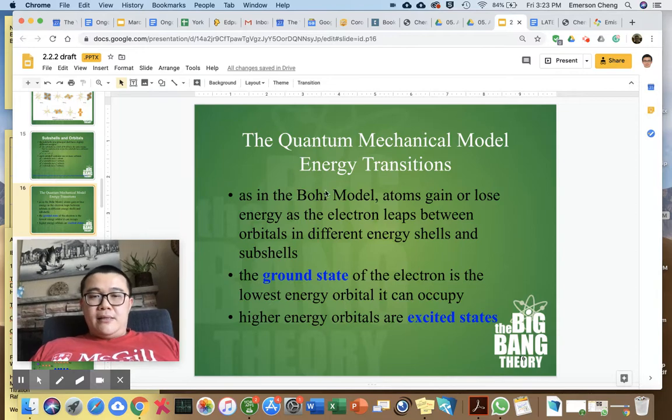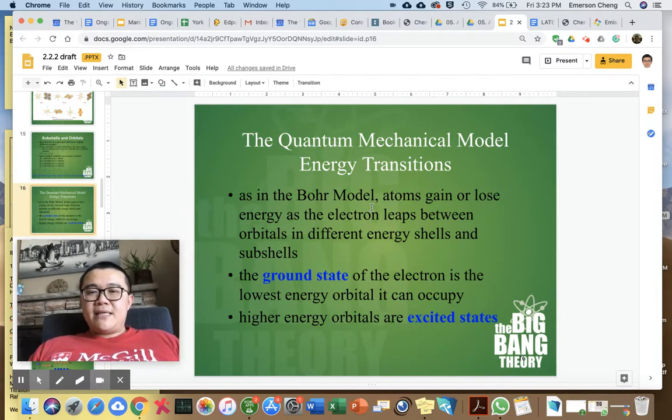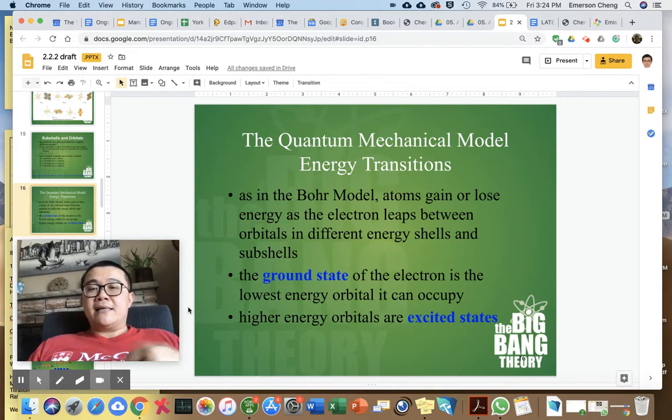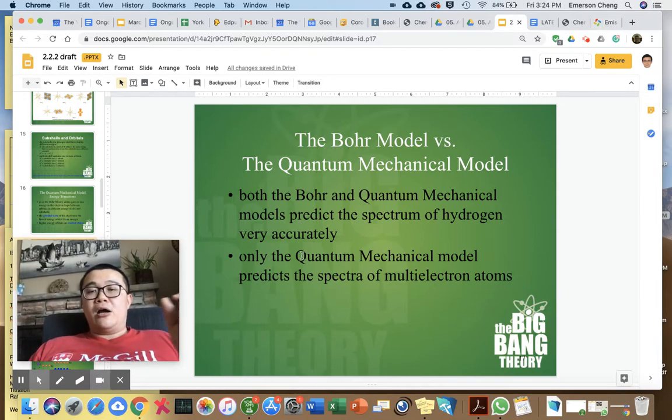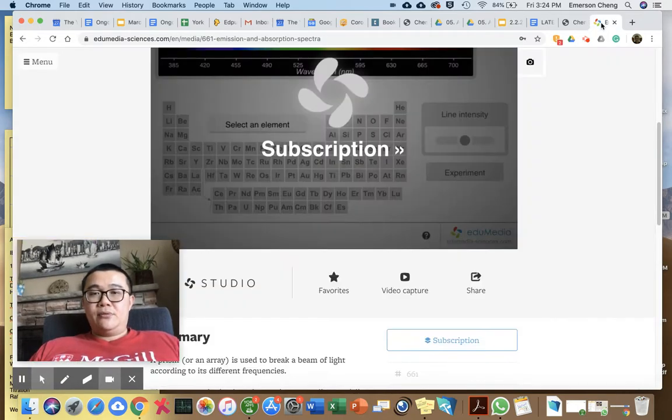Okay. Now, you have the same idea. You have the ground state of the electron, which is the lowest energy, and higher electron orbitals or excited states. This is the same thing as in the Bohr model. Now, when you compare the Bohr model and the quantum mechanical model, both models can talk about the spectrum of hydrogen very well, but only the quantum mechanical model can talk about the spectra of the other atoms.